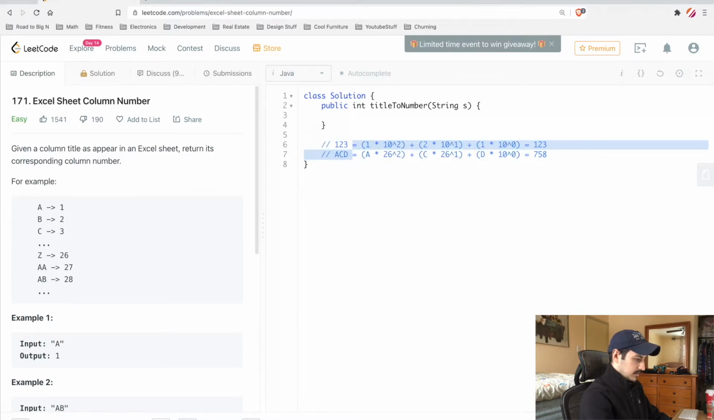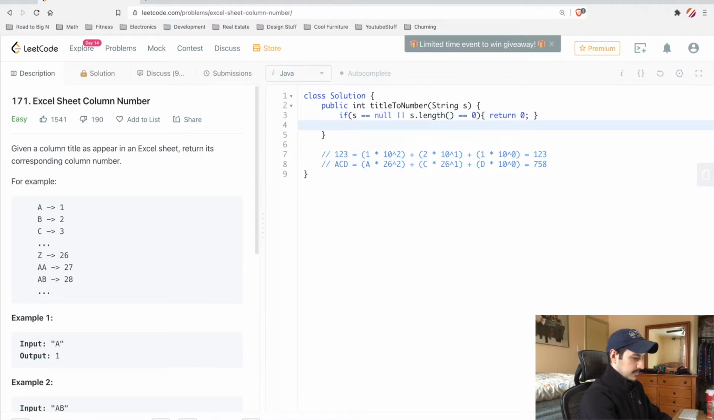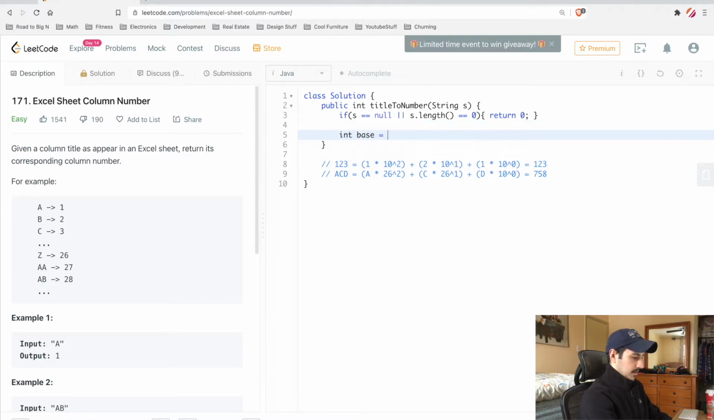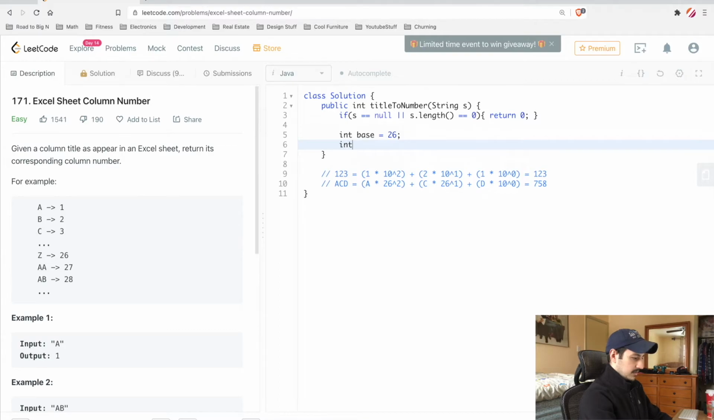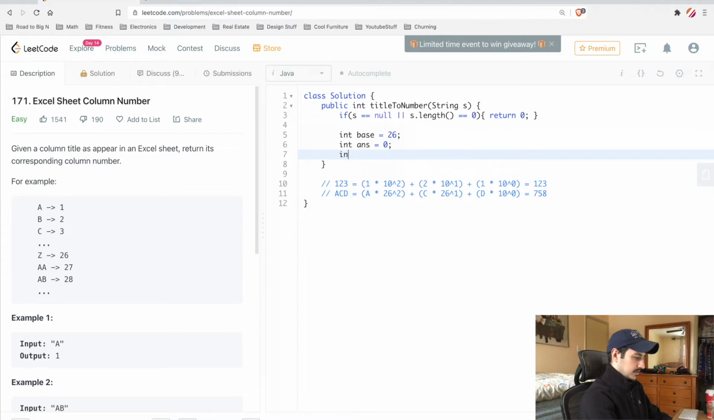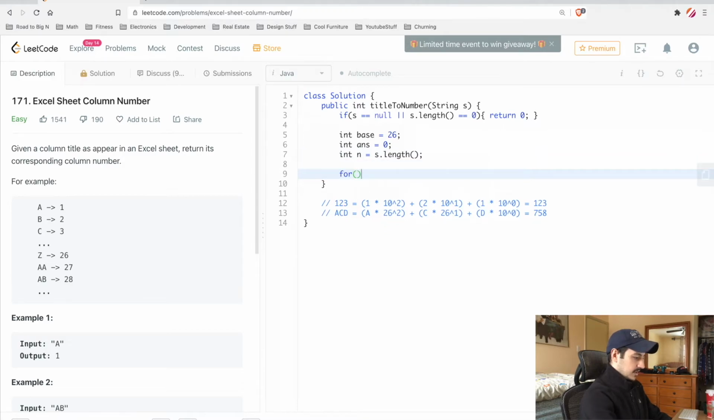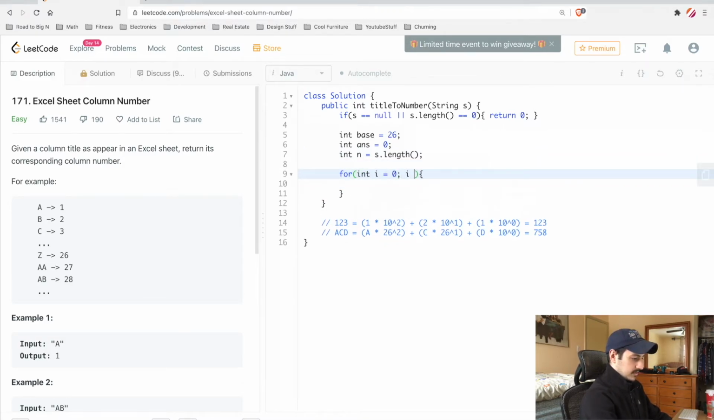So we'll go ahead and code this out. We'll say that if the string is null, or if s.length is equal to 0, then we will return 0 here. Also, we'll get our base, which will be 26 as a constant. We'll have our answer here, which will start at 0. We'll also grab n, which will be s.length. And we'll go through from 0 to n.